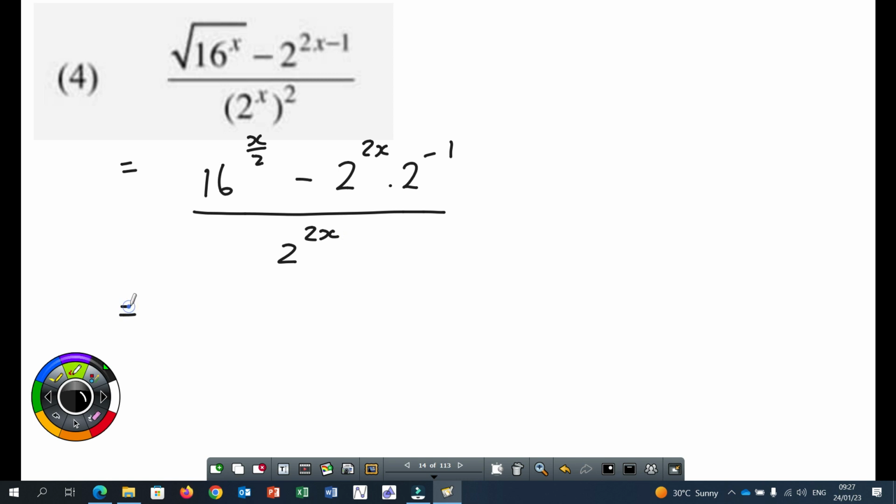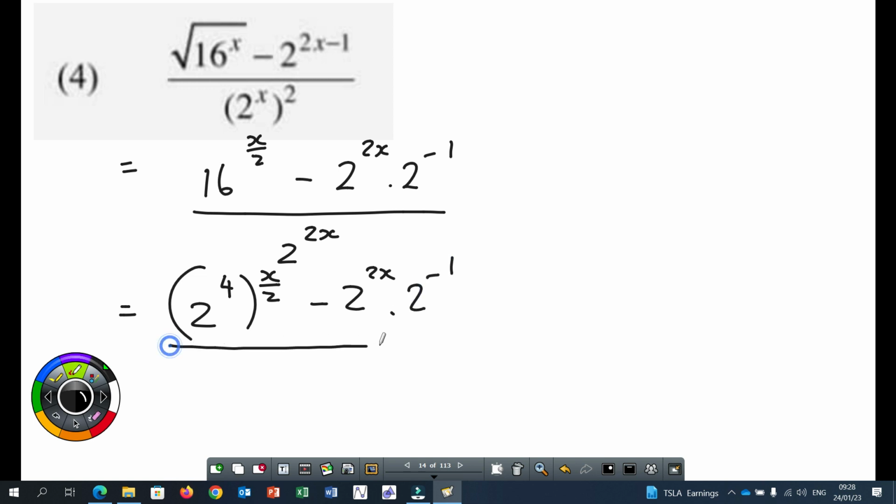Then the next step is to convert the 16 to a base of 2. So this becomes 2 to the power of 4. I'm not going to skip any step because I want to make sure that everybody is clear about what's happening. So that will be 2 to the power of 2x times 2 to the power of minus 1 all over 2 to the power of 2x. Please check your work. As I write down these steps here, use a pencil to put a tick so that you'll be able to identify where you might have made a mistake.